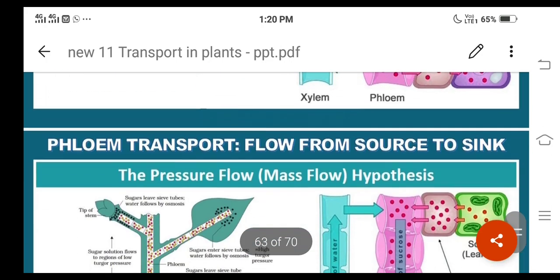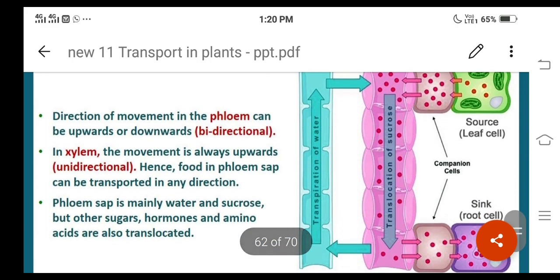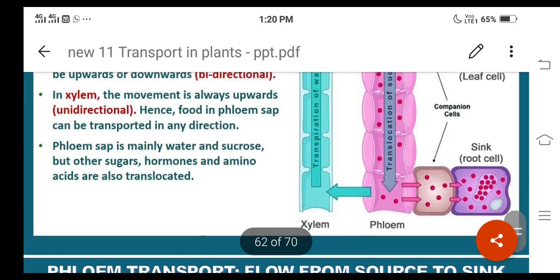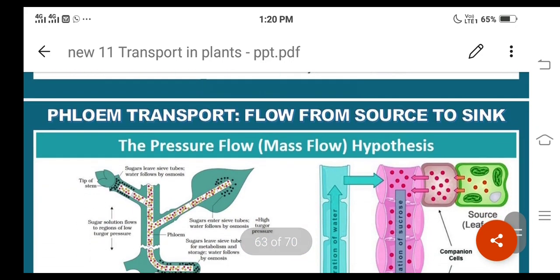With this the concept is completed, and in the next YouTube class I will explain the pressure flow hypothesis or mass flow hypothesis. It explains the flow of food from source to sink. That hypothesis is called the pressure flow or mass flow hypothesis. I will explain it in the next YouTube class. Okay, thank you.